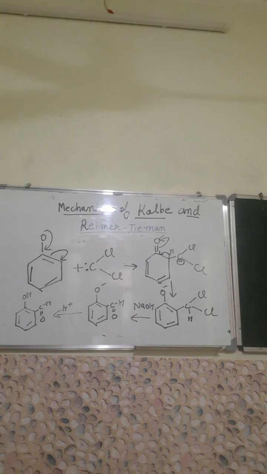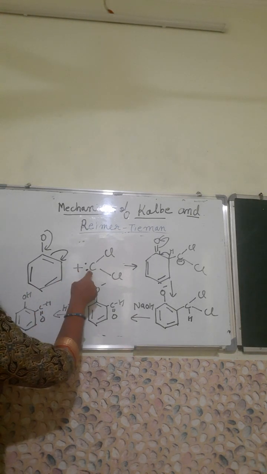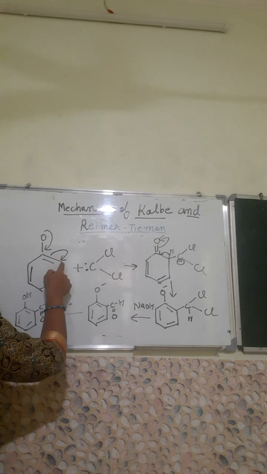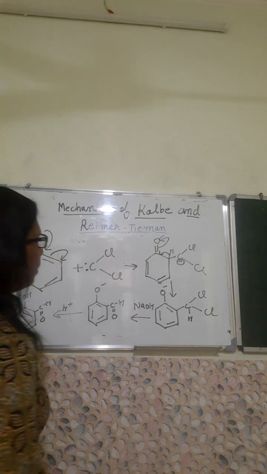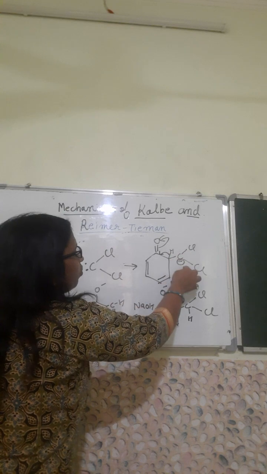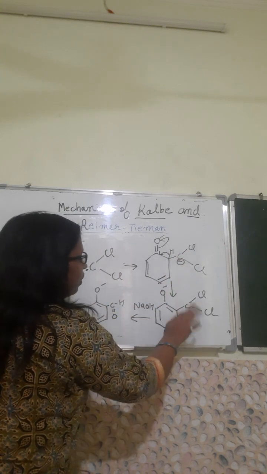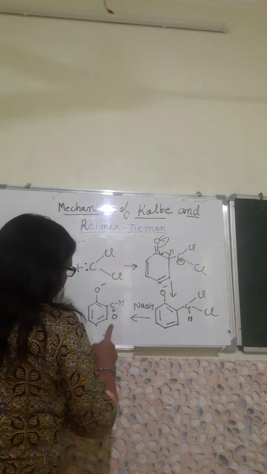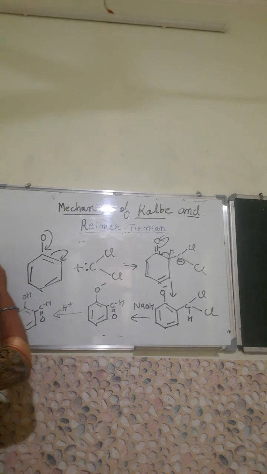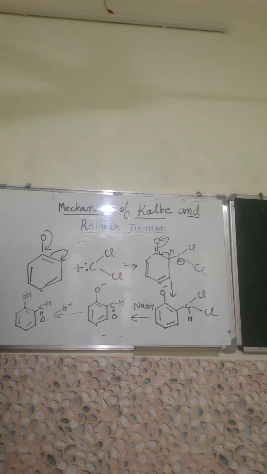Is it clear? At first dichlorocarbene is formed. Dichlorocarbene attacks at the ortho position, negative charge is here, and this proton moves here. This is the intermediate. By hydrolysis, it forms the aldehyde, and by acidification, it forms the OH group. Is it clear? The main intermediate of this reaction is dichlorocarbene.